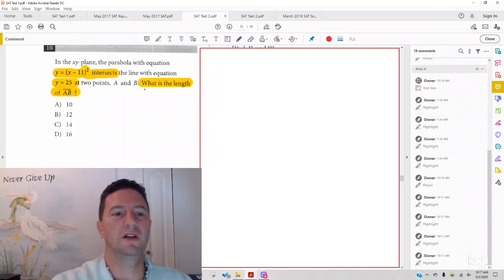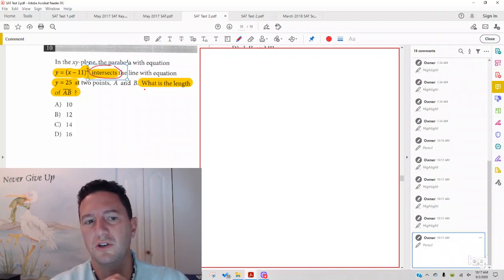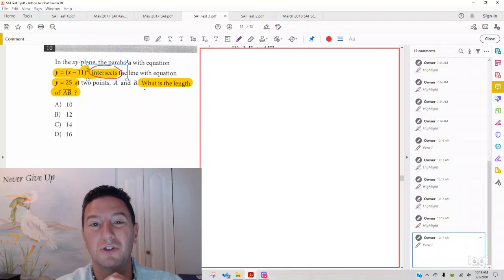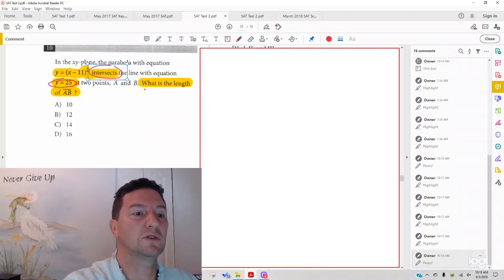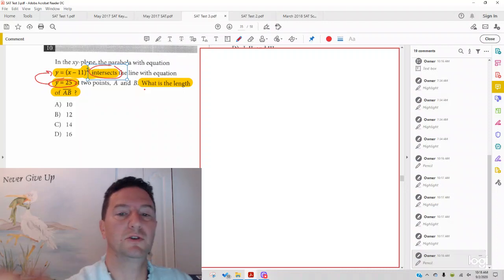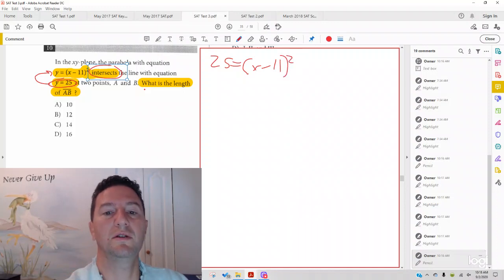But first of all, as soon as you see the word intersect, if you look on a graph, what's the intersection point? That's also the solution to the system of equations. So anytime you see the word intersect, make sure you do a system of equations. This one's a pretty simple system of equations. If y equals 25, in place of y, you're just going to put 25. So we write 25 equals (x minus 11) squared.